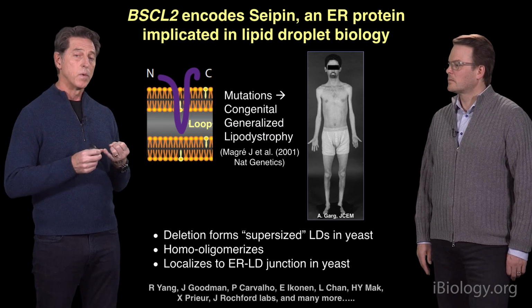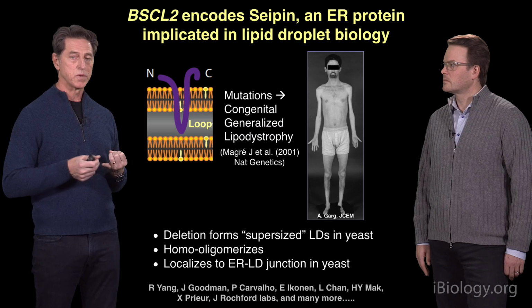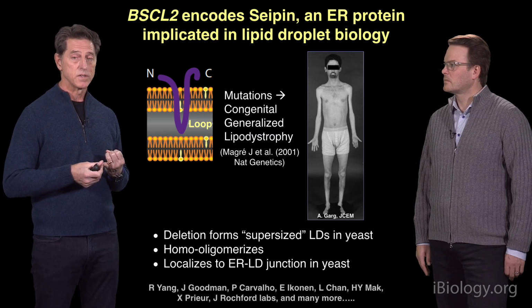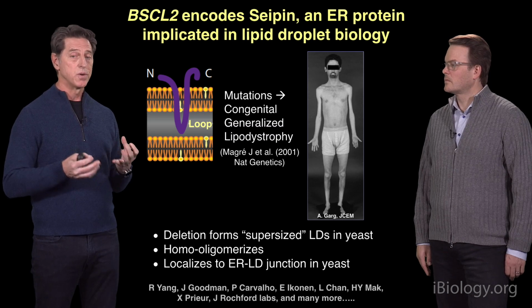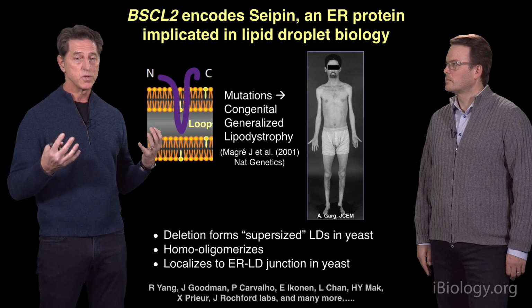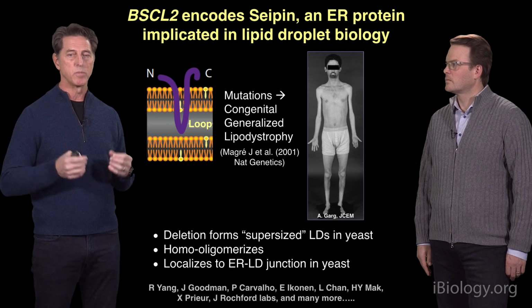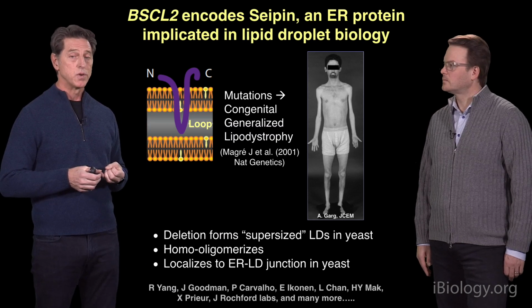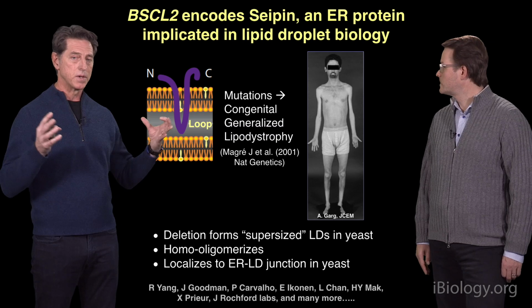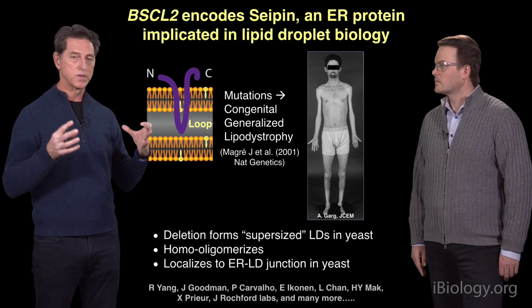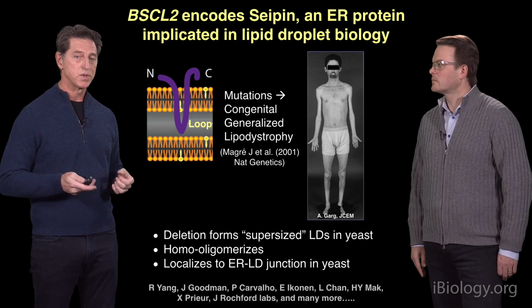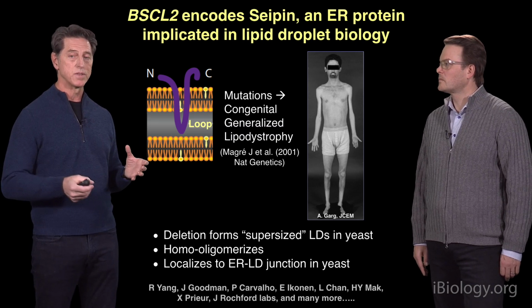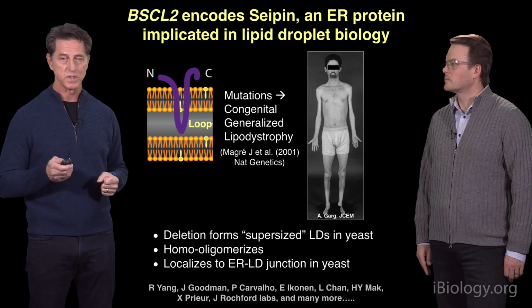One is that the deletion of seipin, which was first identified in screens in yeast by the Goodman lab or Rob Yang's lab, results in supersized lipid droplets, very giant lipid droplets found in the cells. Joel Goodman's lab also originally showed that seipin homo-oligomerizes to form a large macromolecular complex. And a number of labs also showed that seipin localizes to ER lipid droplet junctions in yeast.